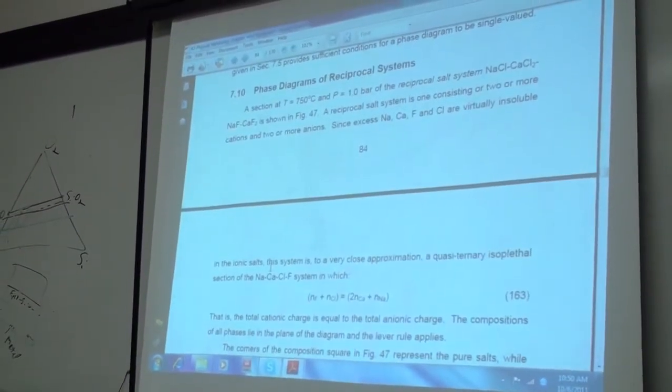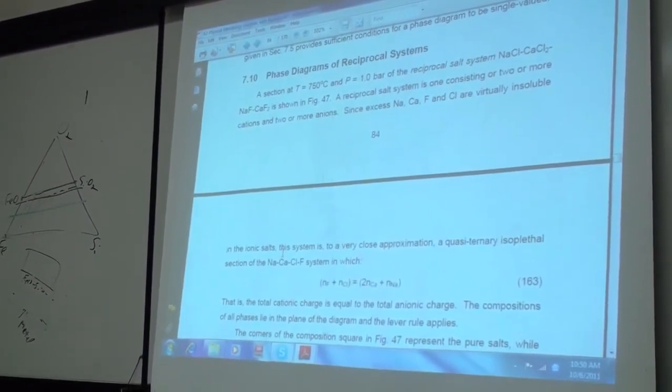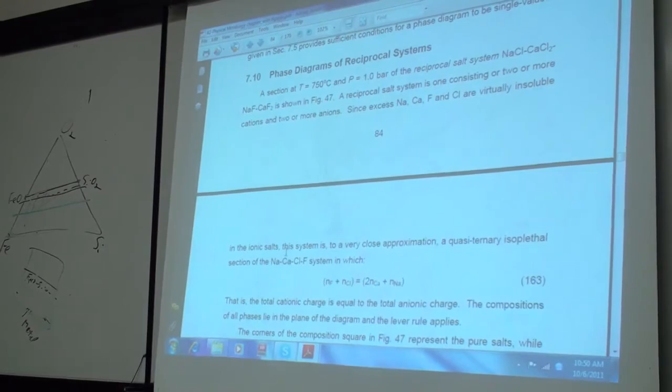So we consider figure 47, and this is the system sodium chloride, calcium fluoride. This is called a reciprocal salt system. It's called a ternary reciprocal salt system, and by definition a reciprocal salt system is one consisting of 2 or more cations and 2 or more anions. If you have just one cation, like sodium chloride, potassium chloride, rubidium chloride, cesium chloride, that's not reciprocal because you've only got one cation. You have 2 or more cations and 2 or more anions. In this case, you have 2 of each.